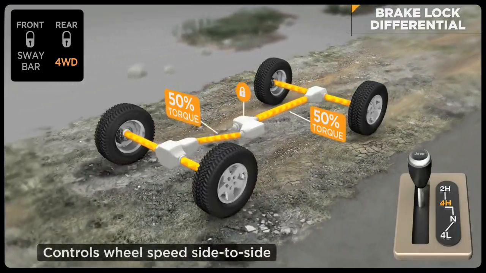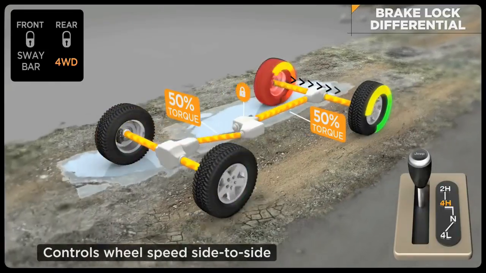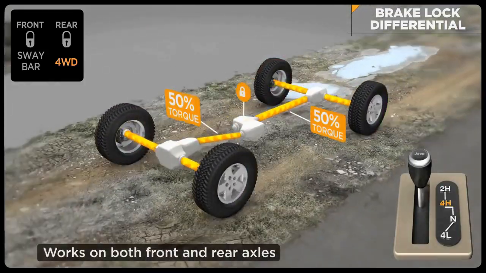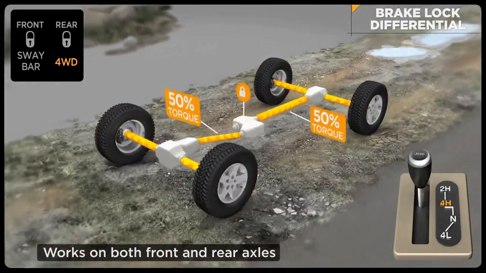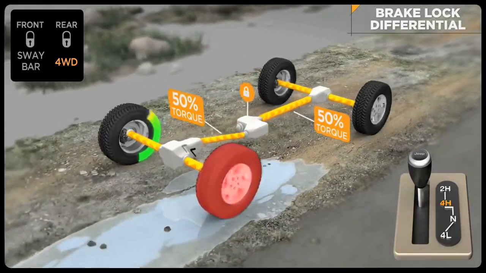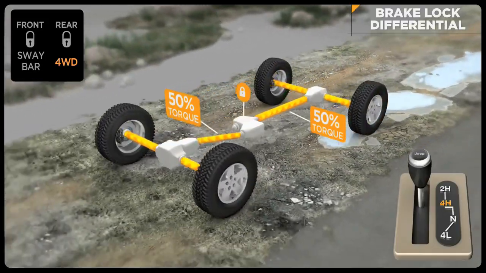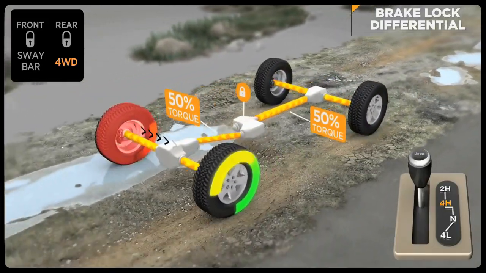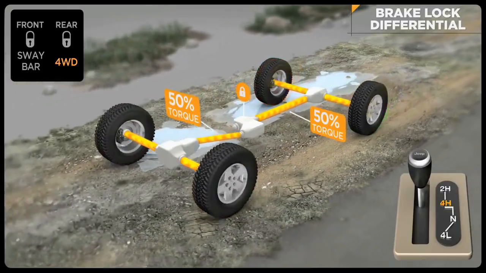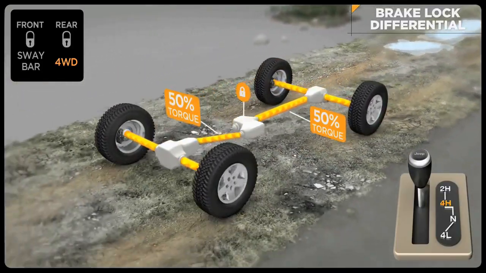The goal of the system is to ensure that both wheels on an axle are turning at the same rate of speed. For instance, if a wheel has lost traction and is spinning freely, the system will automatically apply brake pressure to that wheel, which allows more torque to go to the opposing wheel that has traction. Brake lock differential is not a substitute for locking differentials. It just greatly expands the off-road capability of your Jeep vehicle.